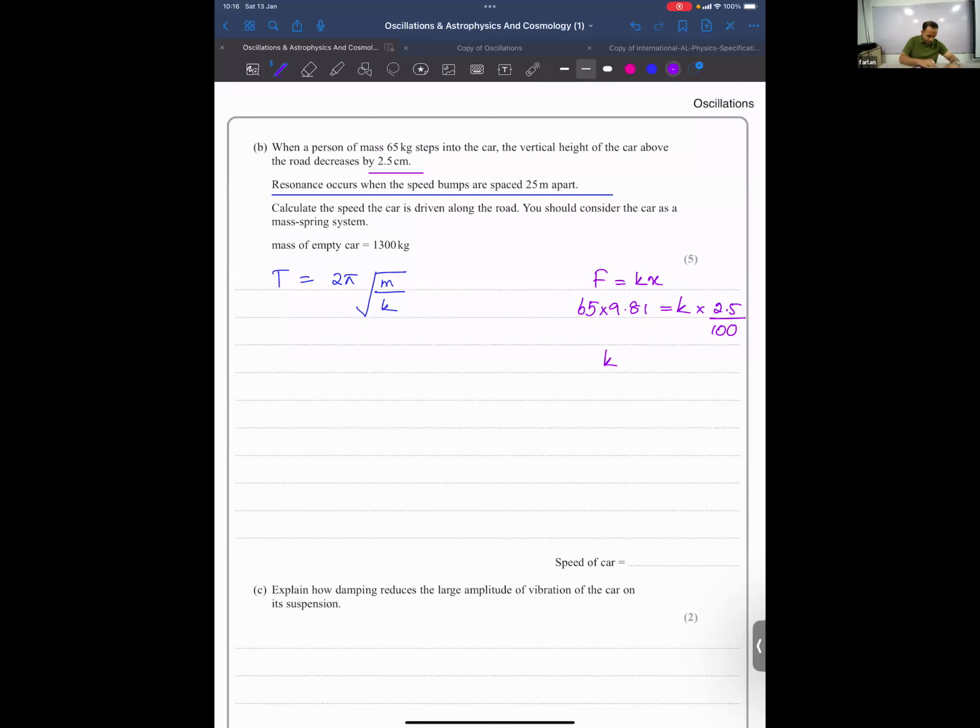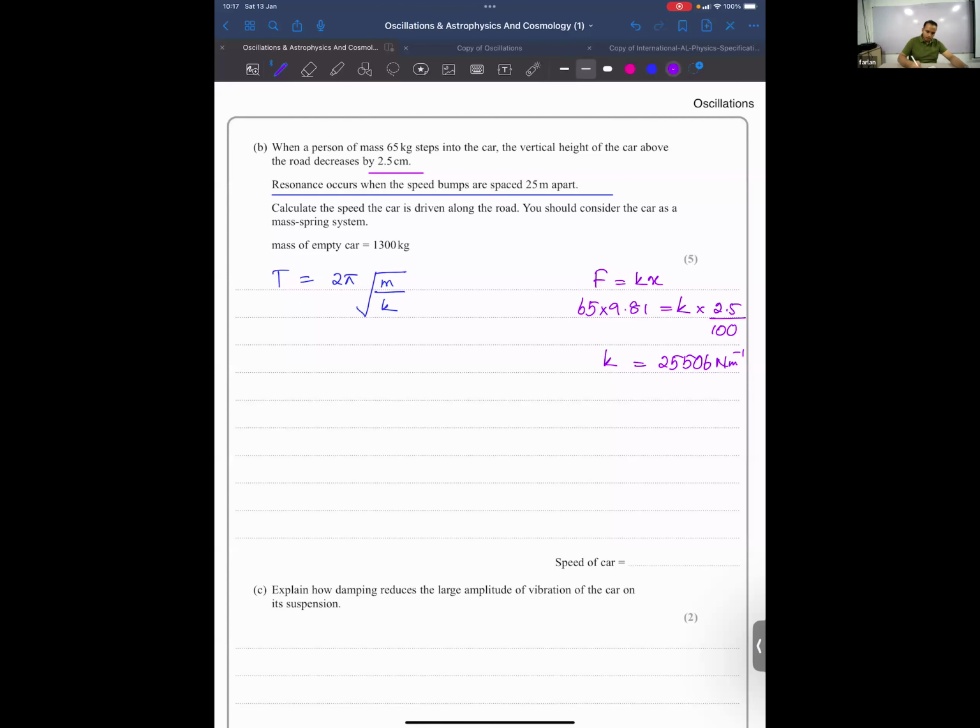We get the same answer. Hold on. 25,506 newtons per meter. How can you get the same answer? Wait, let's see.